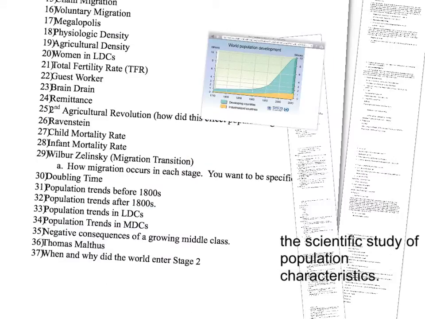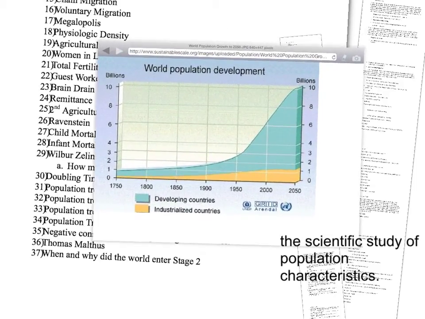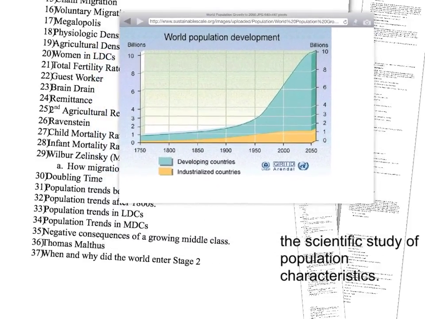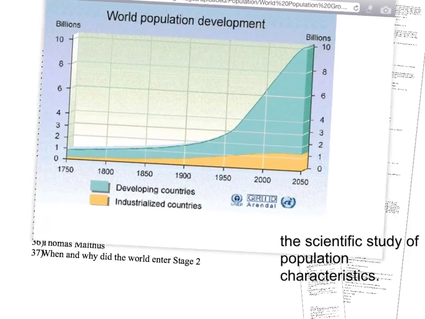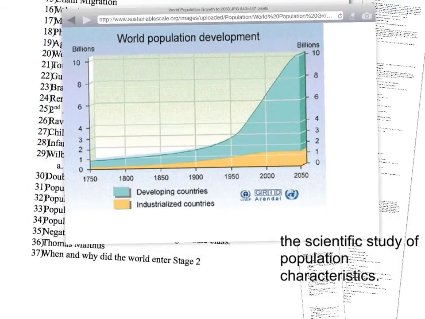Population trends in LDCs. What I'm looking at here is that in less developed countries, population tends to grow exponentially, as can be seen by the chart we were just looking at. The teal color represents developing countries, in other words, LDCs. You can see that population has grown substantially more over time in those countries, whereas population in more developed countries tends to grow on a slower, more gradual scale. Even though there is growth, it's not nearly as intense as the growth in LDCs.